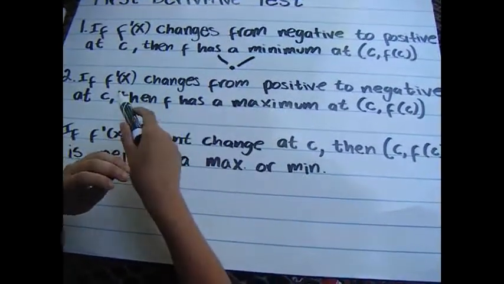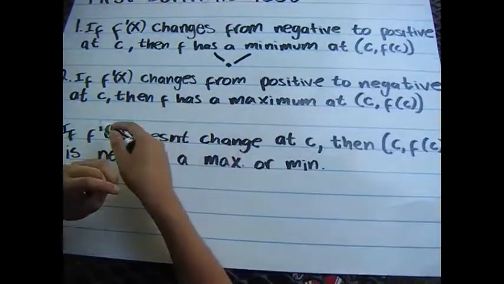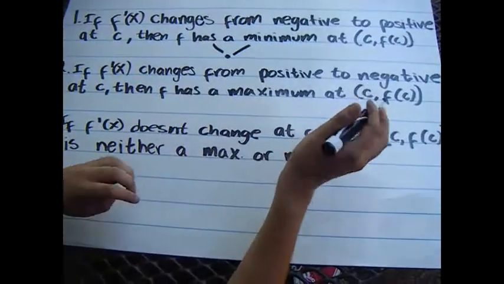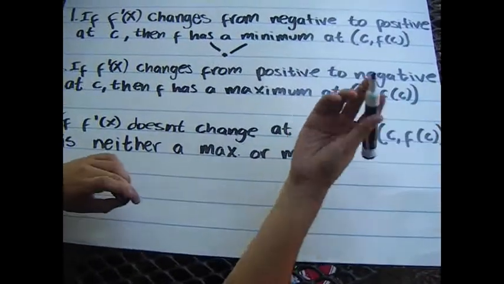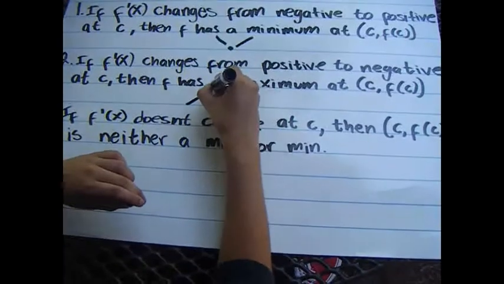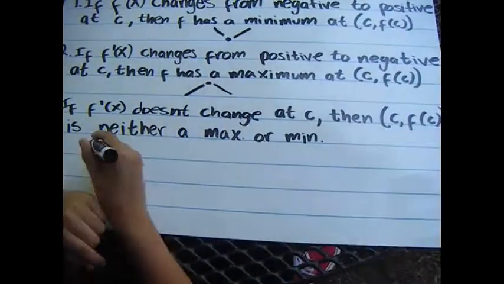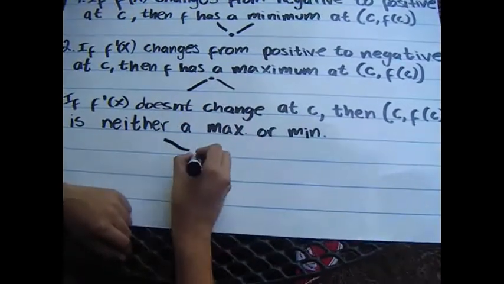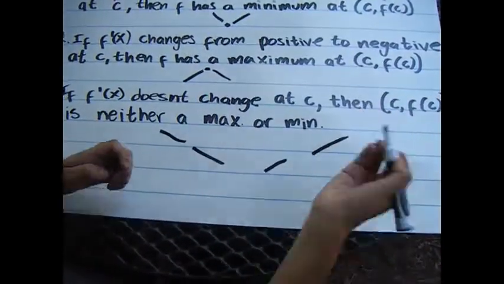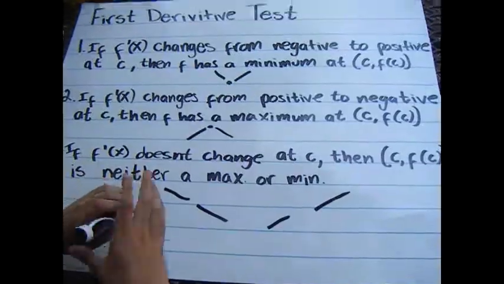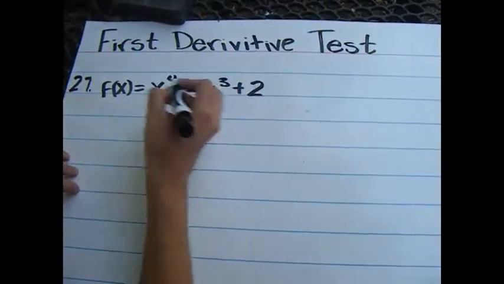Now, if f prime of x changes from positive to negative at c, then f has a maximum at c, f of c. It makes sense because it goes from positive to negative, so you have a maximum. If f prime of x doesn't change at c, then f of c is neither a max nor a min, because it's either going to keep going like this, or it's just going to be going like this. There's no change.